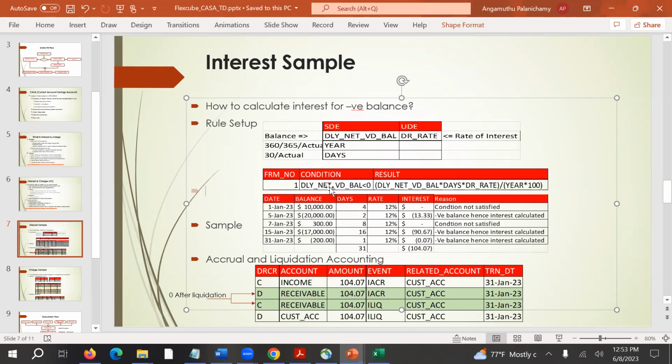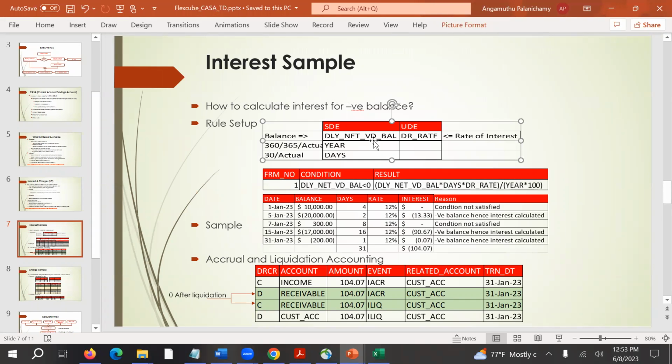See, daily net SDE balance. This will be the condition. If it is less than 0, then I am going to apply the debit rate. This is what I have given for the debit interest. In case I want a credit interest, then I will put daily net variable greater than 0, then daily net variable, days, credit rate, and year, like that I will put. For debit interest, I have given a sample like this.